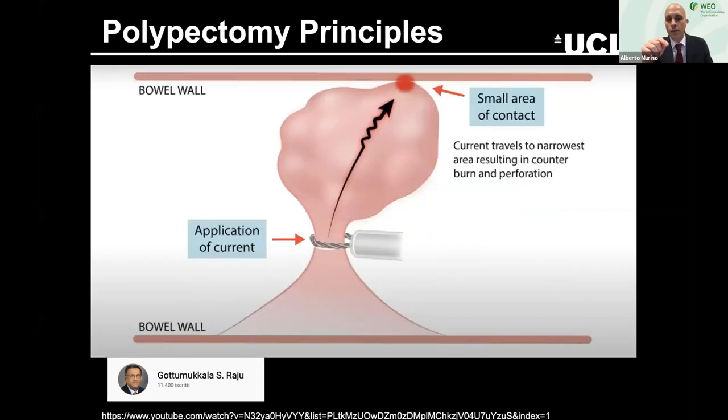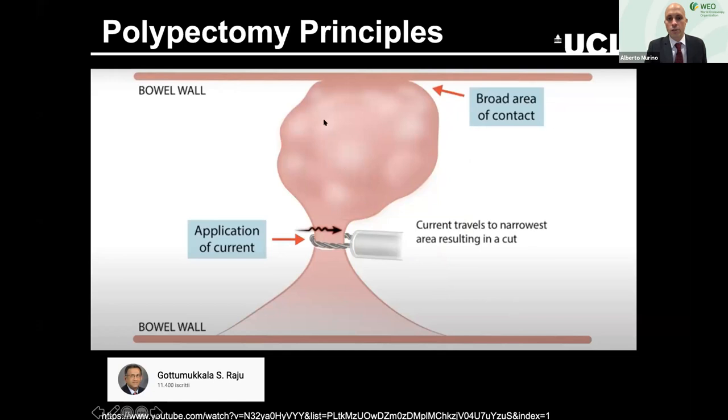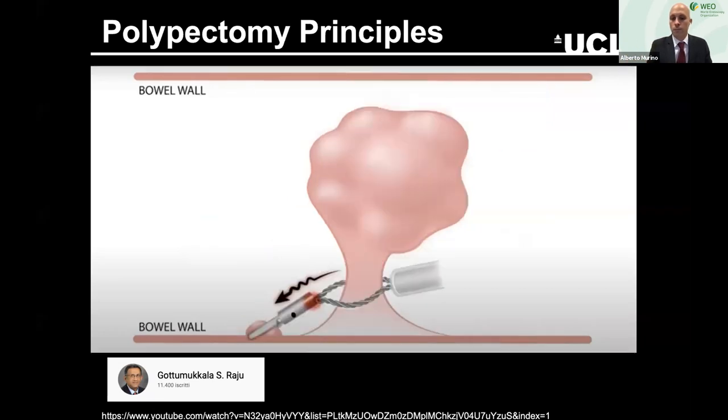Another thing, the current travels through a narrow or small area of contact. So if you have a small area of contact here, then the current tends to travel here. On the opposite, if you have a broad area of contact, like between the head of the polyp and the mucosa of the colonic wall, the current travels through the snare, because again, it travels to the narrowest area of contact.